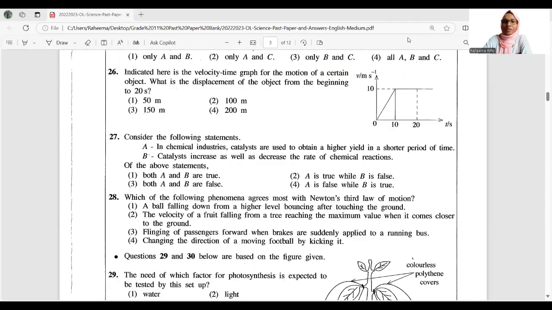Hi. Today we are going to discuss the 2023 O-Level Science Past Paper, questions number 26 to 30. These 5 questions are a combination of biology, chemistry, and physics. We'll go for the 26th question.